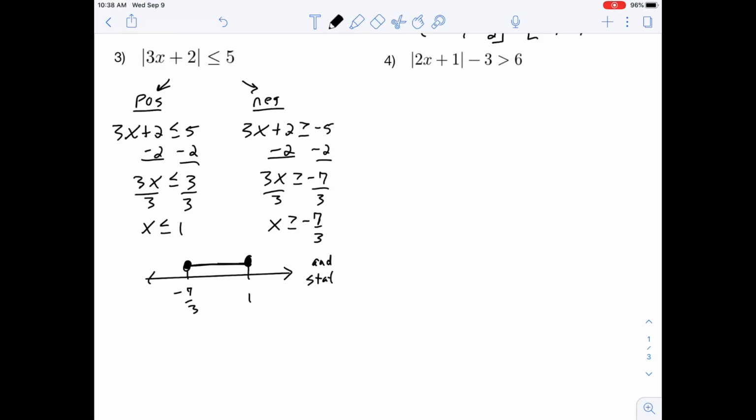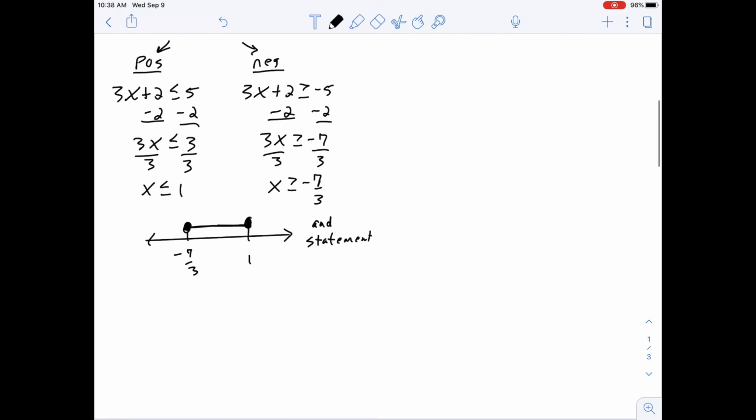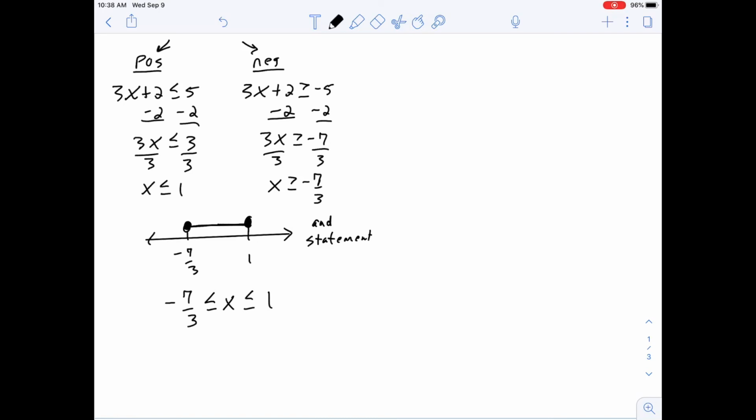So if it's an and statement, because it meets in the middle, the way you're going to write this in inequality notation is going to be negative 7/3 is less than or equal to x, which is less than or equal to 1. So you can see the difference between this and the or statement. If it was an or statement, we would literally just write the word or between those two, but it's not. And you can't just write the word and between there. That's not how it's going to be written. They write it as a compound inequality, which is this right here. So all your and statement inequalities are going to look like this.